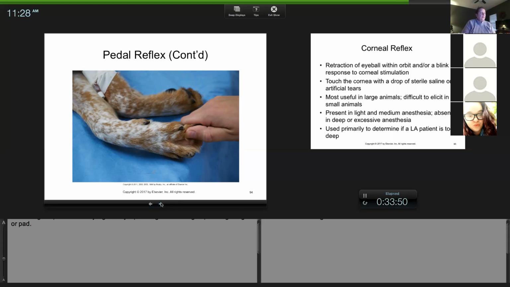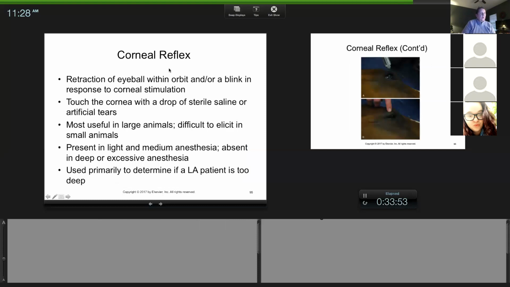Now, one that I don't use as often is the corneal reflex, unless I'm really concerned about deeper brain function. If I have a head trauma patient, when I did radiation, one of our common radiations was brain tumor patients. And so if I had a patient with a brain tumor, and I'm really worried about CNS, I'm going to look at the corneal reflex. What you're doing is assessing the eyeball within the orbit, and we're looking to see if they'll blink or retract the eyeball, kind of pull the eyeball back.